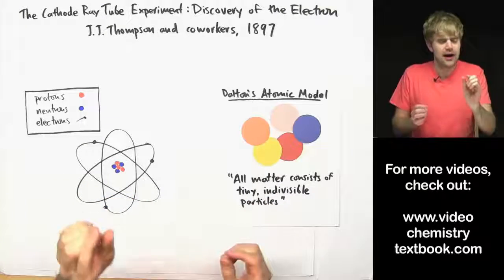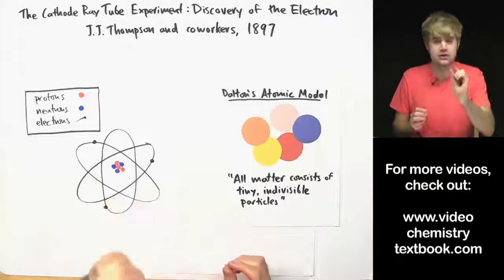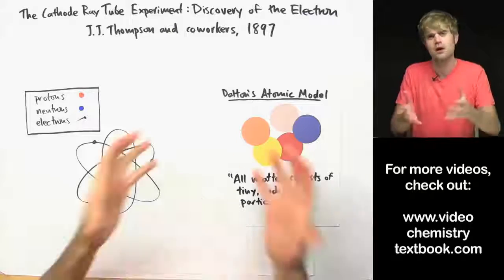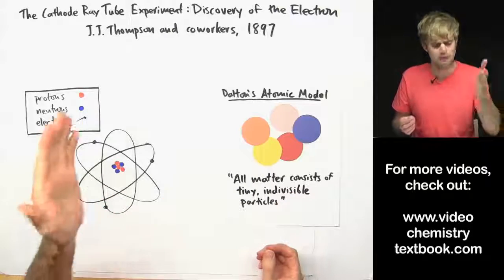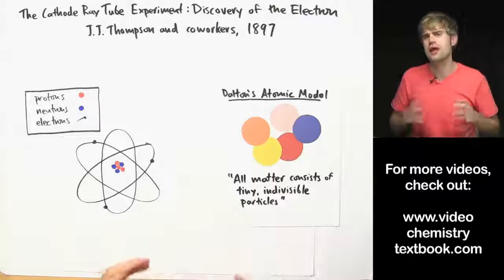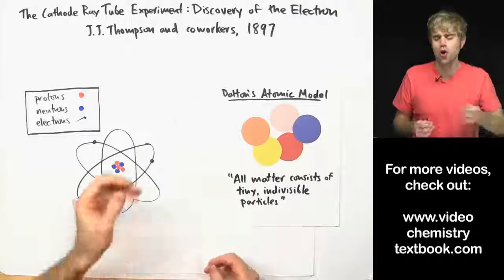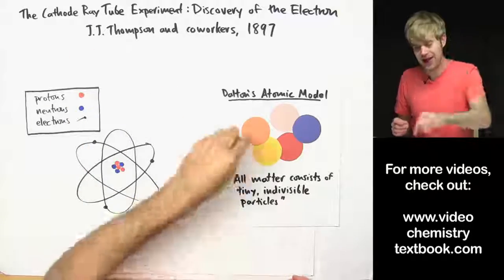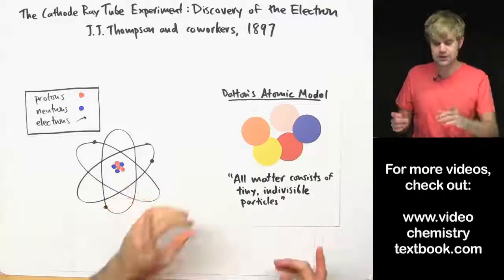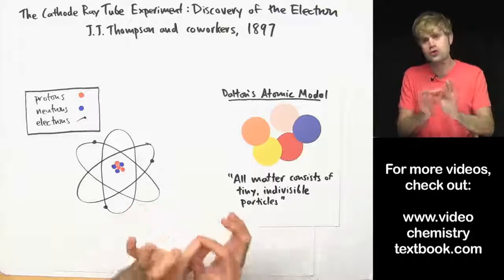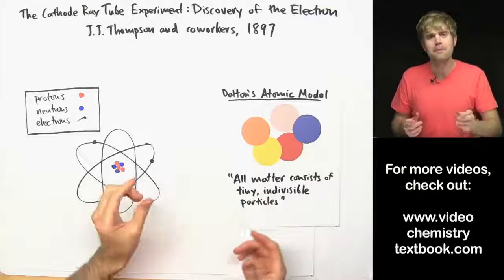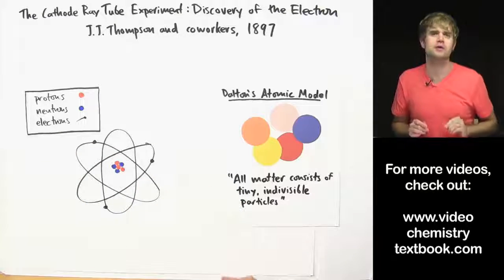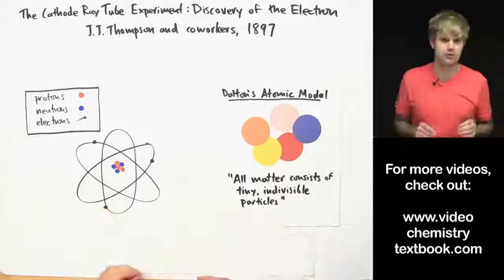Were they like tiny little billiard balls, hard and solid? Or were they made of smaller things? No one really knew the answer to that. But J.J. Thomson was able to answer part of that question when he discovered the electron. He discovered that it was much smaller than atoms. He discovered that atoms had electrons. And so he was able to say for the first time that atoms weren't totally solid and indivisible, but they were made up of smaller, subatomic particles. Let's look at how he discovered the electron.